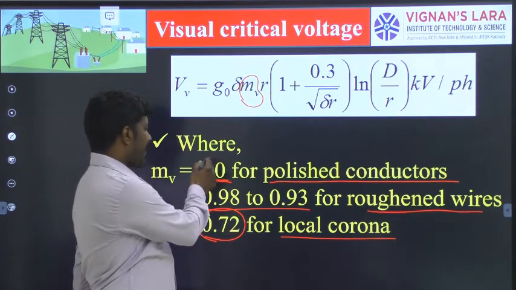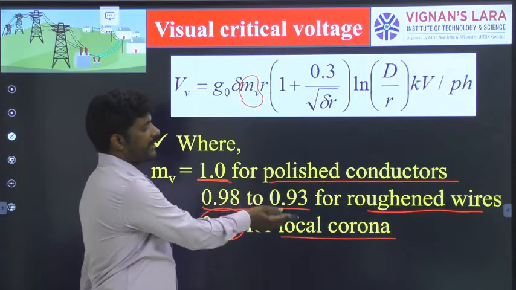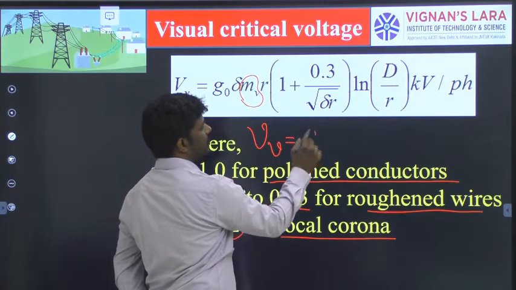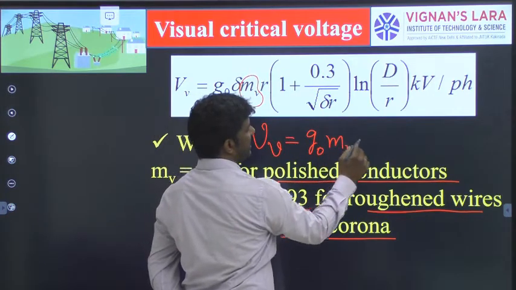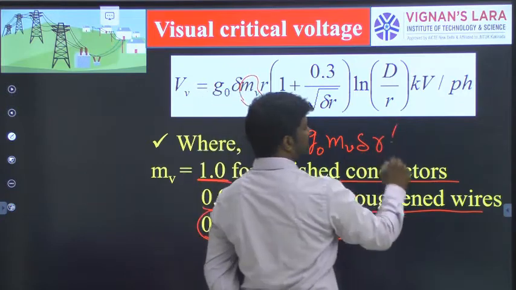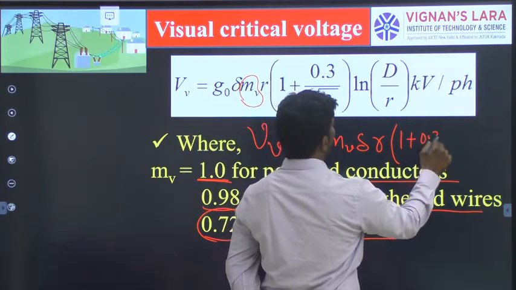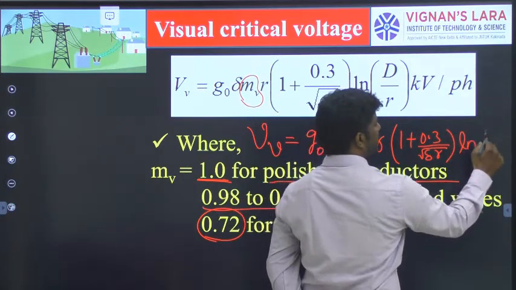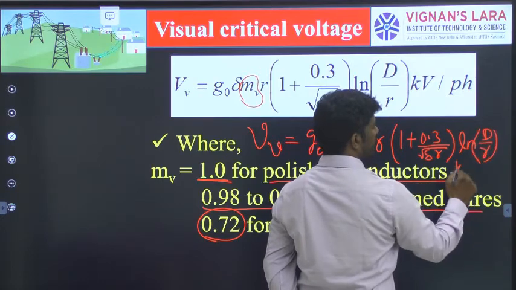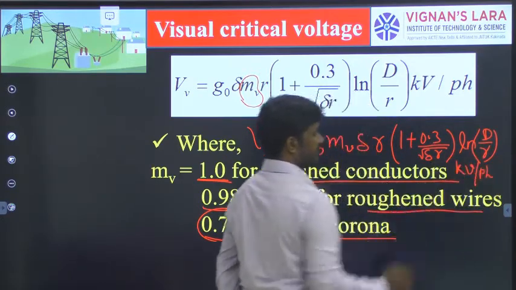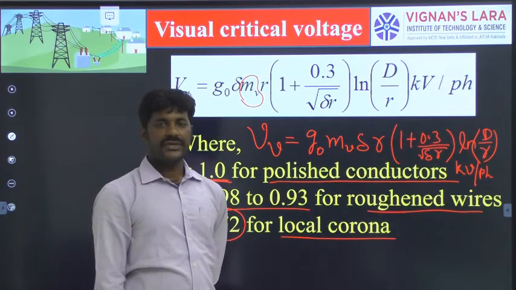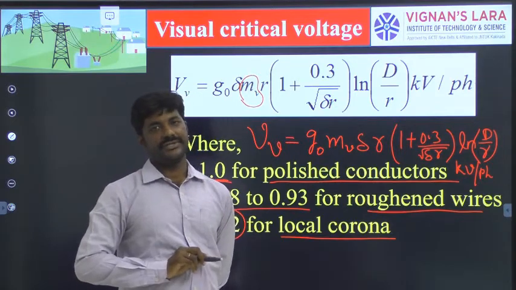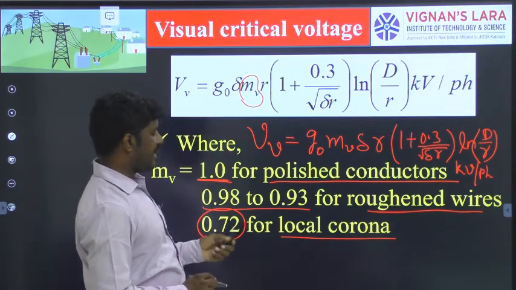These are the magnitudes of the MV for different cases, and the formula is: visual critical voltage VV is equal to G naught MV delta R into some factor, that is 1 plus 0.3 by root delta R, into ln of D by R, whose unit is kilovolts per phase. Okay, so this is the visual critical voltage, which will in general be more than the disruptive critical voltage, right? And this is the magnitude of the MV.